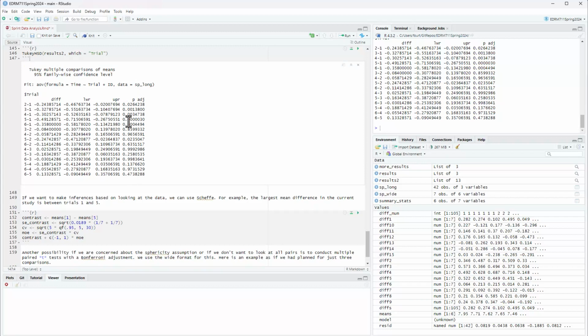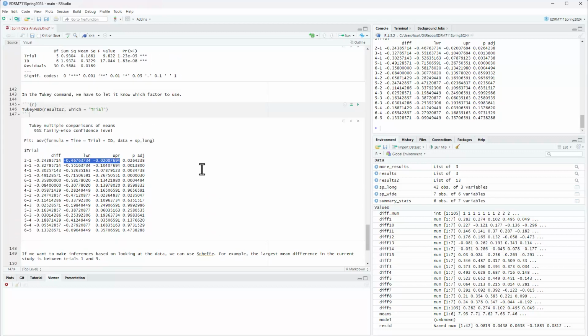This P adjustment column has some meaning to it that I don't want to get into because you don't need it if you're focusing on the confidence intervals. Here is the actual difference, and then here is the confidence interval for the difference that I'm interested in between 1 and 2 outside of this study. So I have 15 confidence intervals for 15 differences. I am 95% confident in the entire set all at once. It's not 95% confidence in any one interval, it's 95% in the entire set.